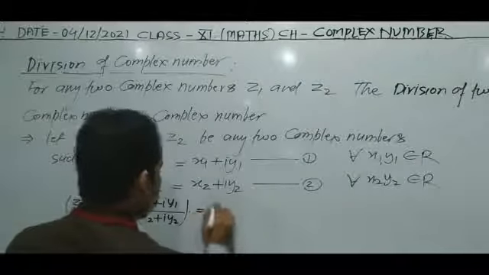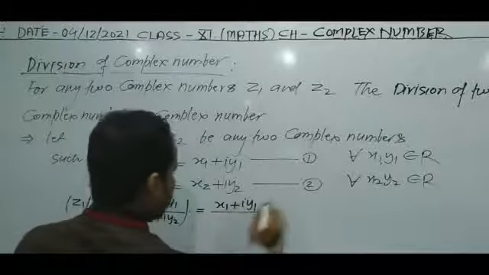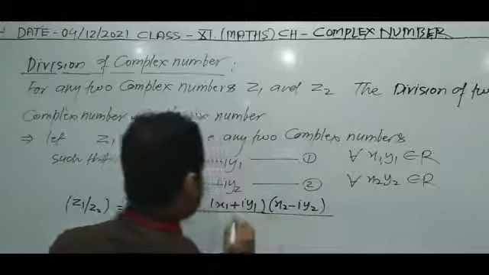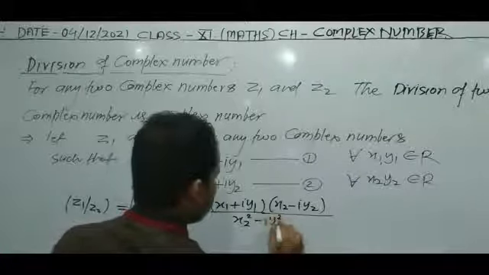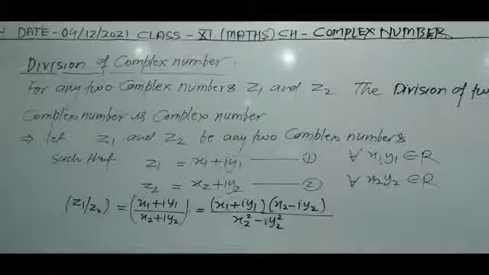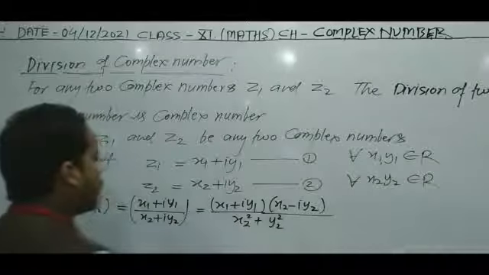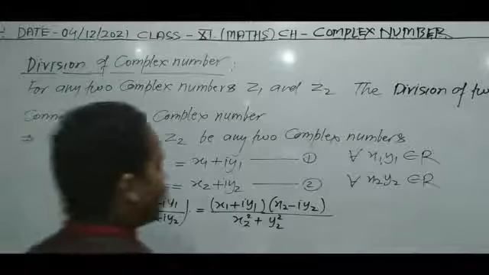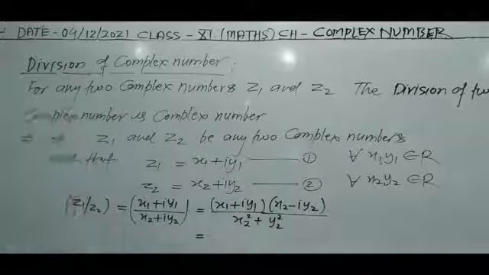So its result will be X1 plus i Y1 into X2 minus i Y2 whole upon X2 square plus Y2 square, because a plus b into a minus b is a square minus b square, so this result will be here. And now we can write its result in complex form.